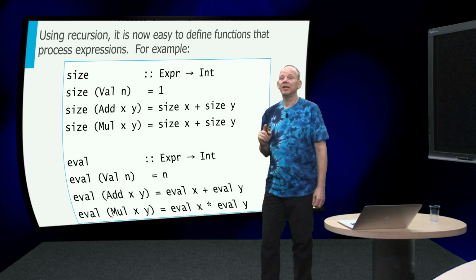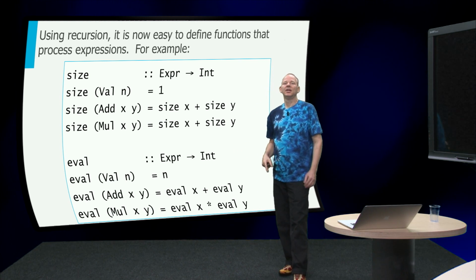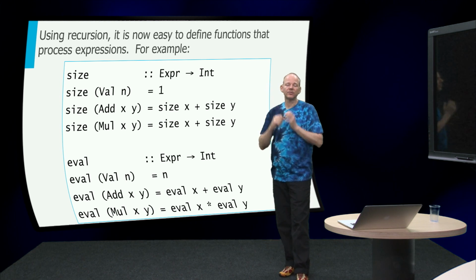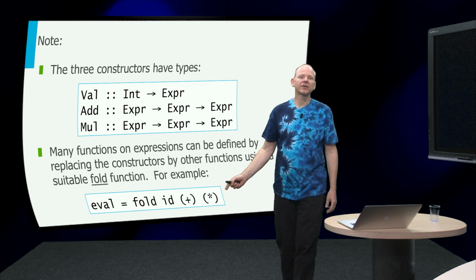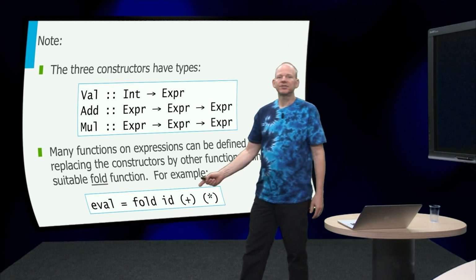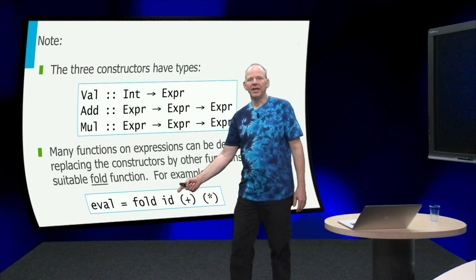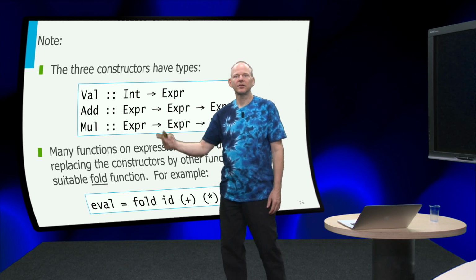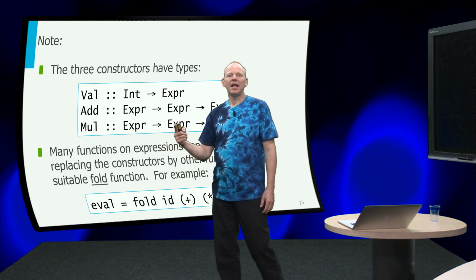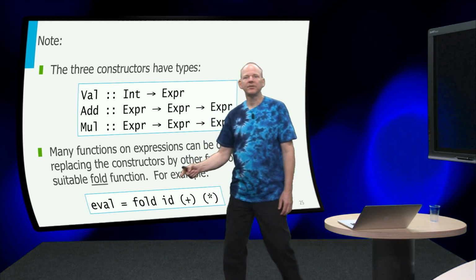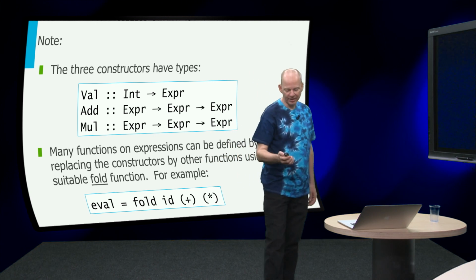And guess what? If we would define a foldr over expressions, then we don't have to write 2 recursive functions. We can do it once. And in that case, for example, the eval function simply reads as follows. We replace val, the val constructor, by the identity. We replace the add constructor by plus, and we replace the multiplication constructor by times.